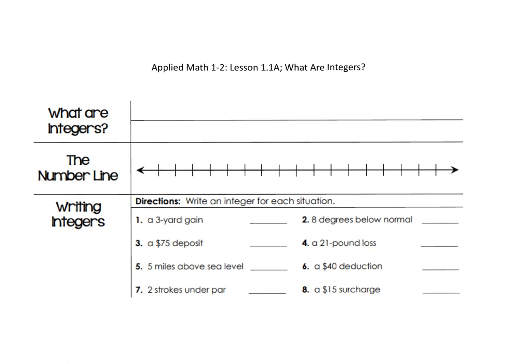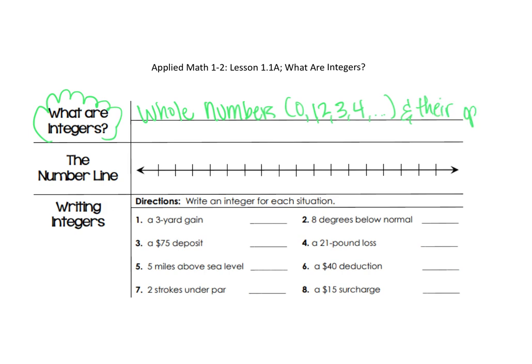Our first lesson in applied math is to go over what integers are. Now, integers are a type of number. Integers are whole numbers, and whole numbers start with 0 and increase: 0, 1, 2, 3, 4, and so on. So integers are whole numbers and their opposites. Okay, what does that mean?